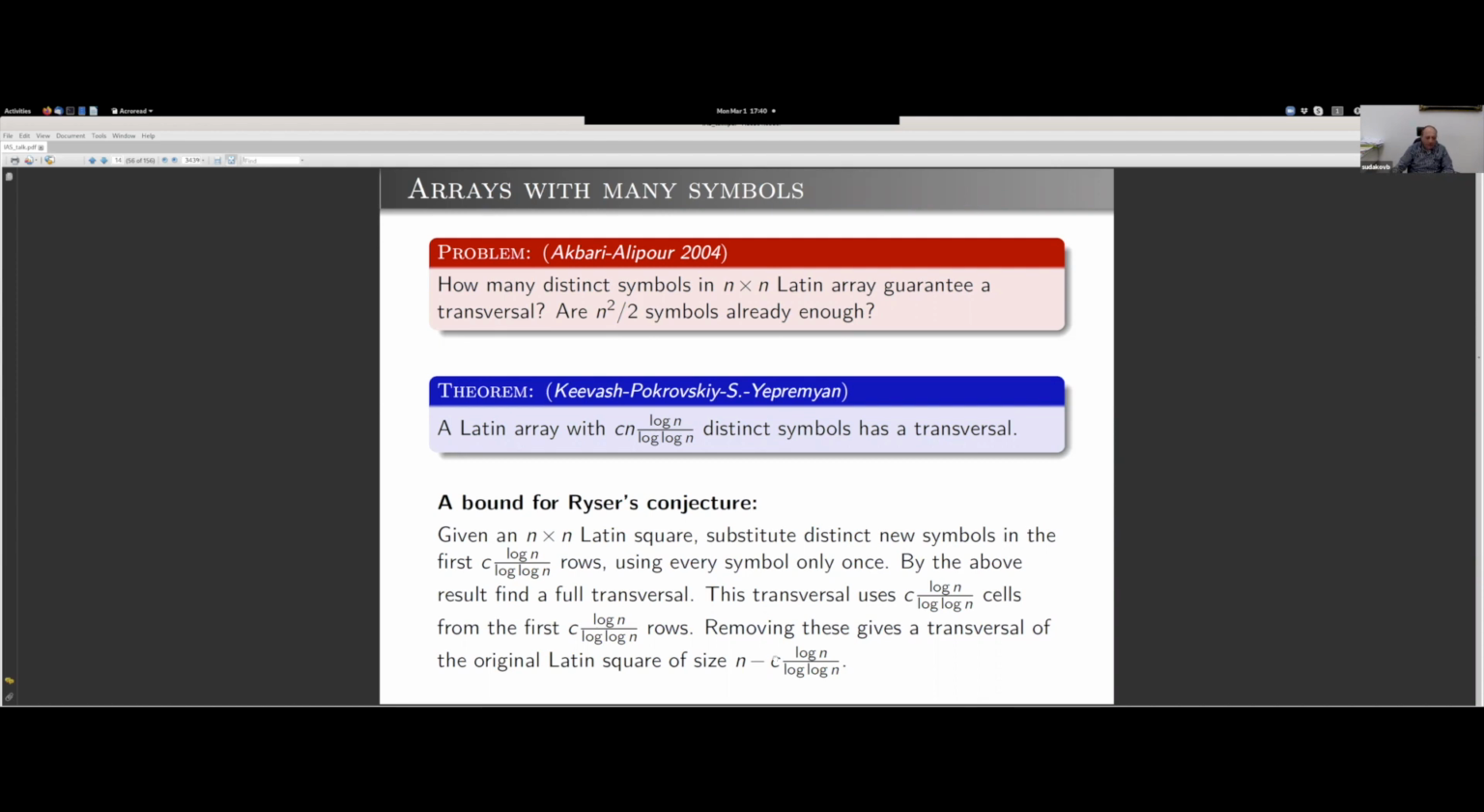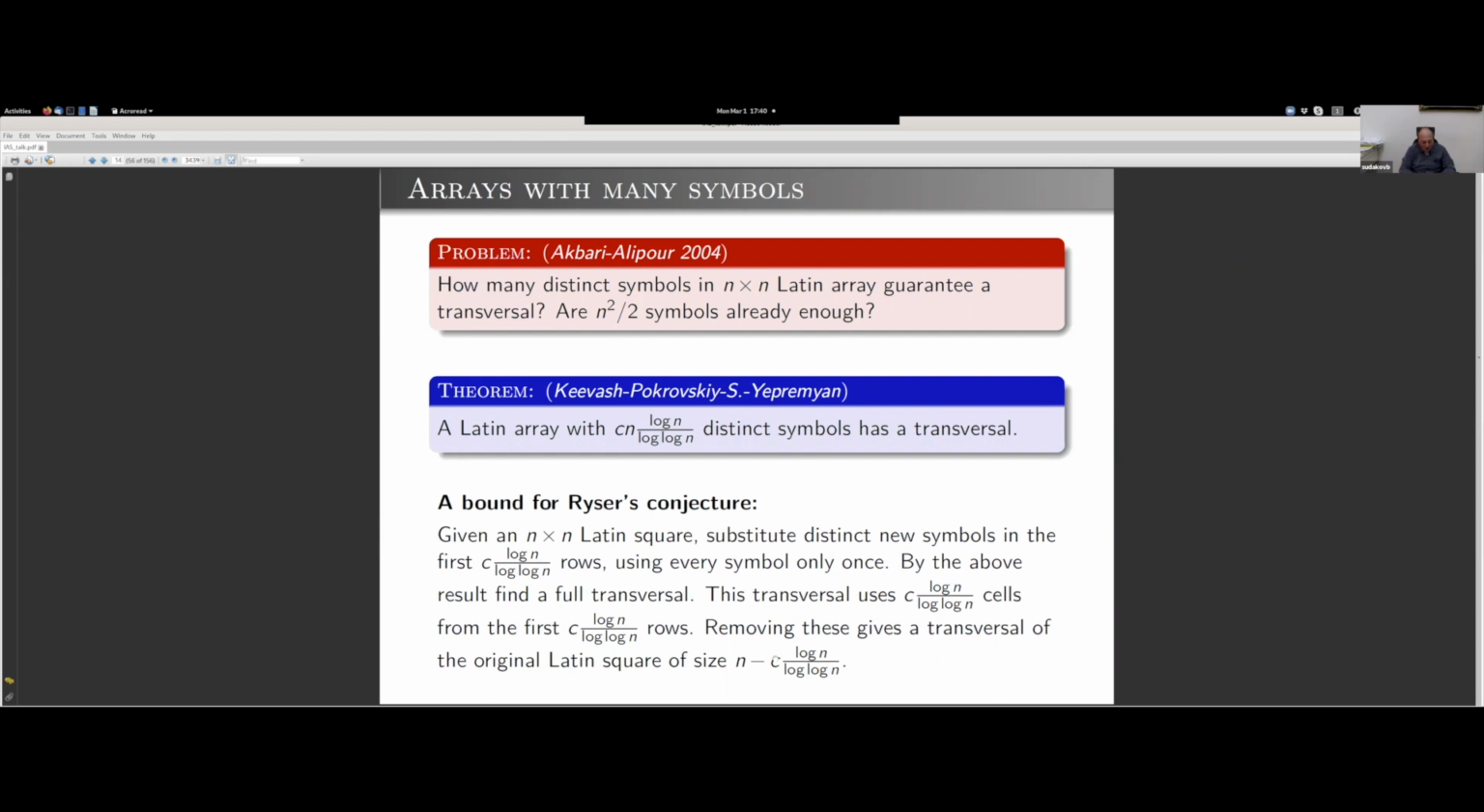So any questions? Benny, you told us about the difference between Latin arrays and Latin squares. But if Ryser's conjecture is true precisely, then there is no difference, right? If every, for example, odd Latin square has a transversal, then no, it's not true.